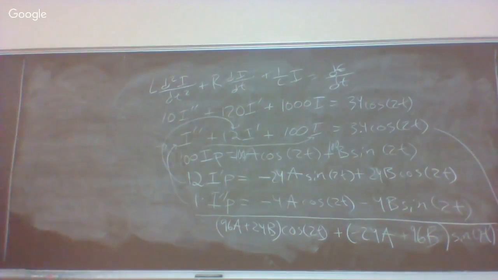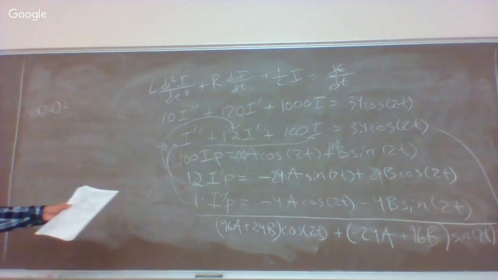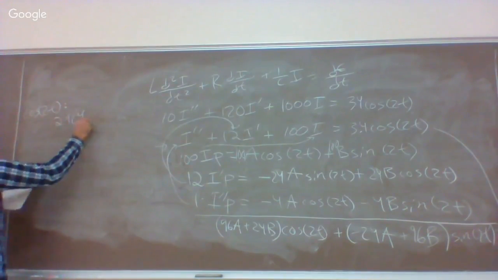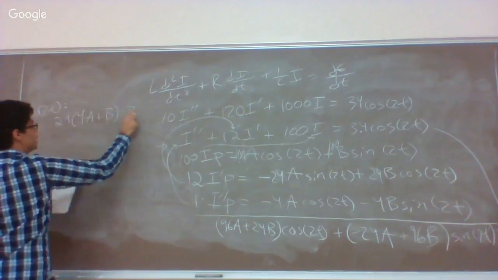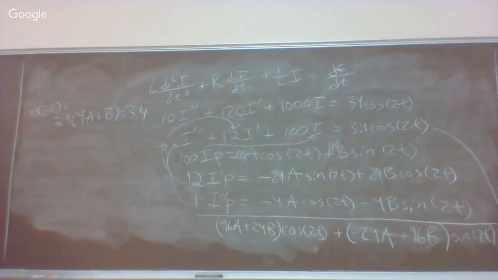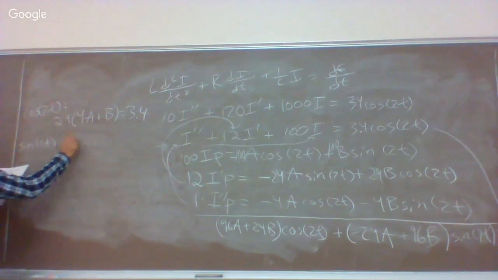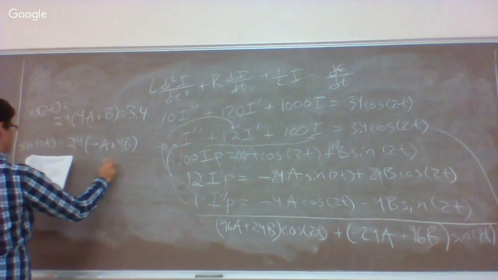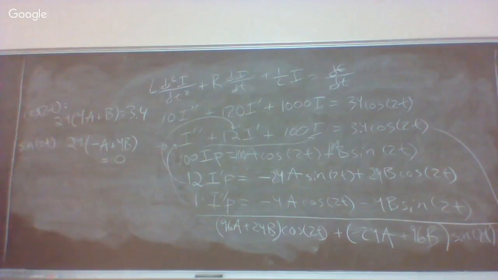Now I can compare like terms. So for the cosine of 2t terms, right here, I can take out a 24. So then I have 24 times the quantity 4a plus b equal to 3.4. 24 times 4 equals 96. For sine of 2t, I can also take out a 24, and I get negative a plus 4b equals 0. Any questions so far?